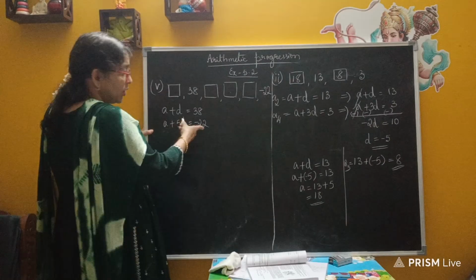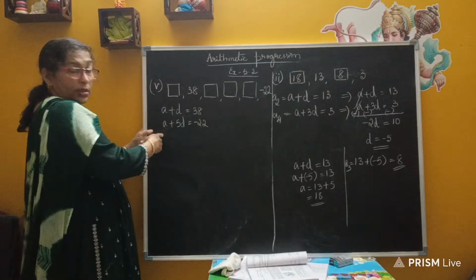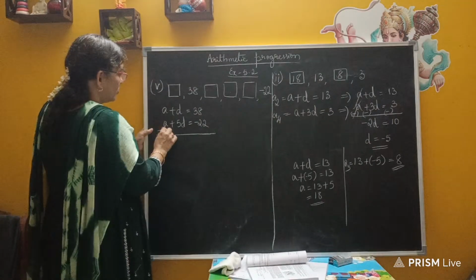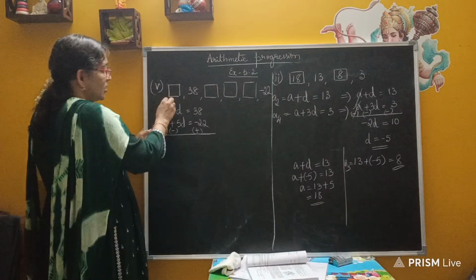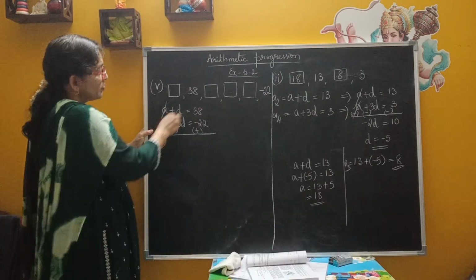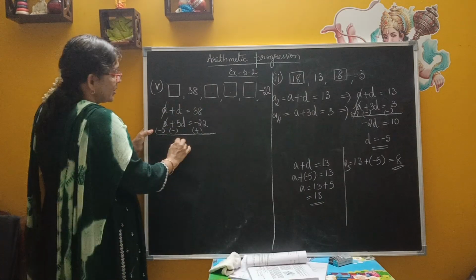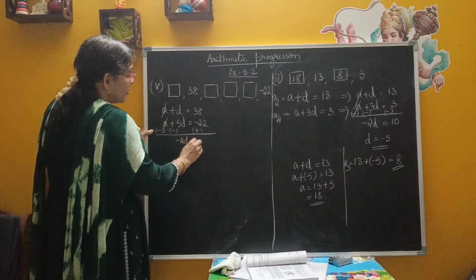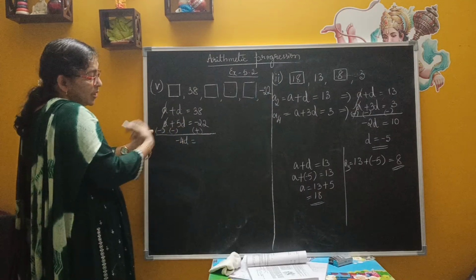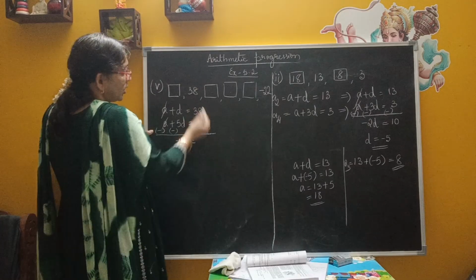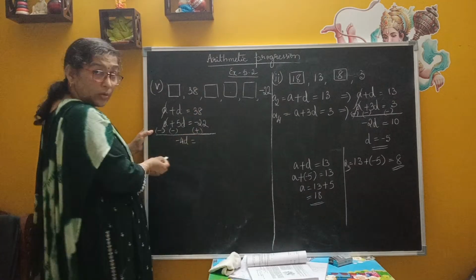Which method can we use? Elimination method to solve this. So minus, minus, plus. Let us change the sign. a gets cancelled. Plus 1d minus 5d, it is minus 4d. 5 minus 1 is 4. As 5 is the greater number, it has the minus sign. Okay, here 38 plus 22. We have to consider the new sign.